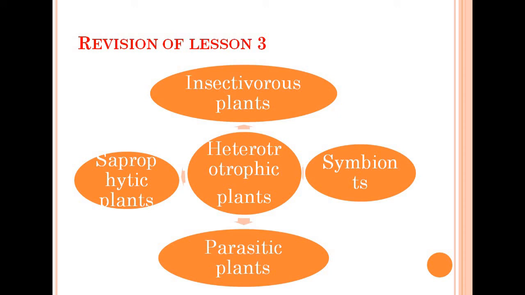The other group of heterotrophic plants is the parasitic plants. Parasitic plants are those that partially or completely depend on the host plant, in which there is no mutual sharing of the benefit; only the parasitic plant gets the benefit from the host. For example, Cuscuta, mistletoe, etc.